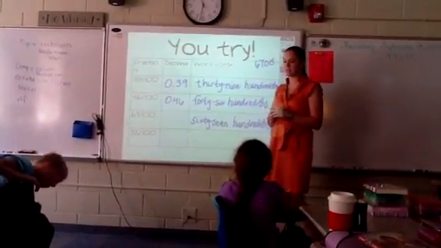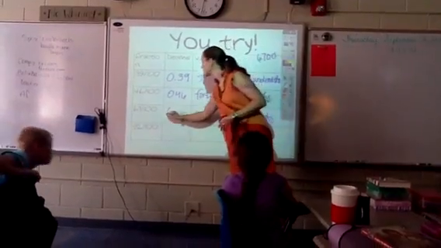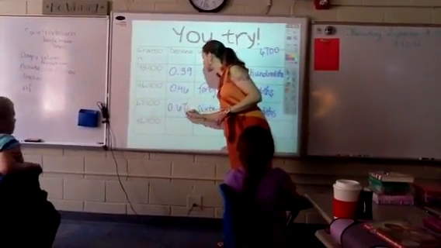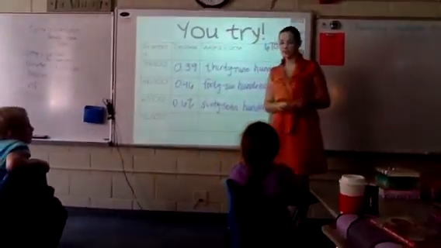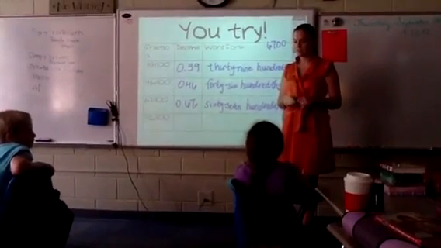Okay, and tell me how to write it as a decimal. 0.67. Good job. Do we have to have that 0? No. Do we have to have the decimal? Do we have to have 6? Do we have to have 7?